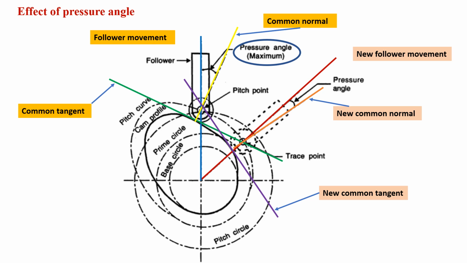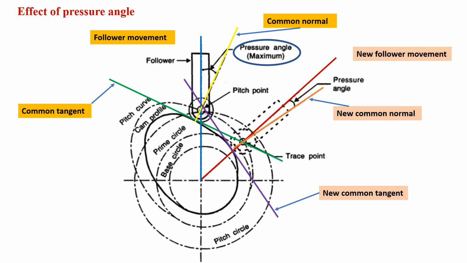The cam, while it rotates, imposes a force on the roller follower along this yellow line when the follower is vertical. Its line of movement is along the blue line. So the angle between this blue line and yellow line is the pressure angle.